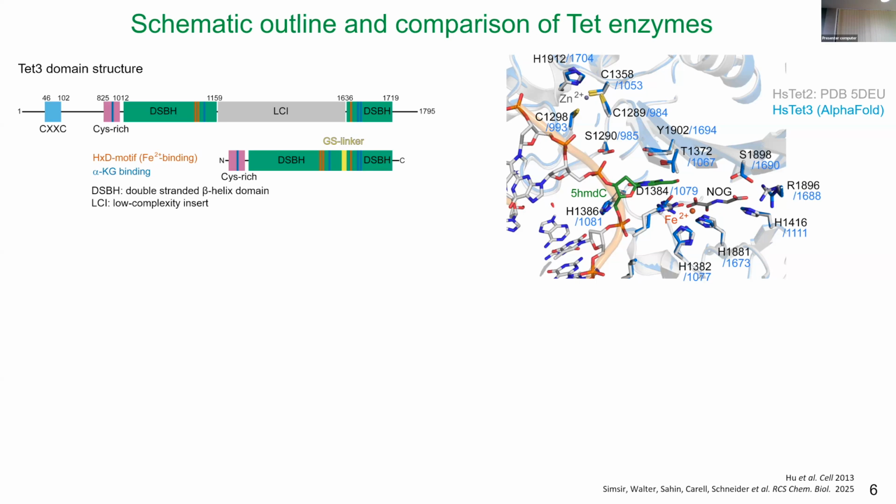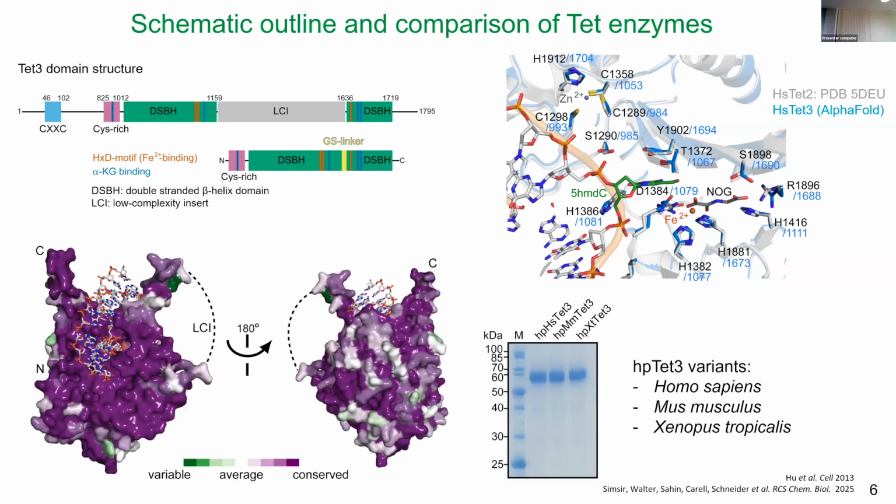And if we look at the structure here in gray of this human Tet2 and compare it with the AlphaFold model of Tet3, you see that the active site is highly conserved. So the enzyme Thomas' group developed, the Tet3 variant, was based on the structure. It was a mouse enzyme, and here you see the conservation of these Tet3 enzymes also mapped onto the surface of the structure.